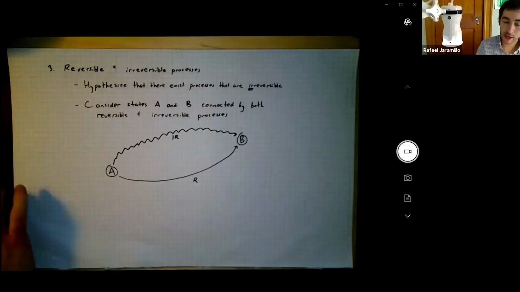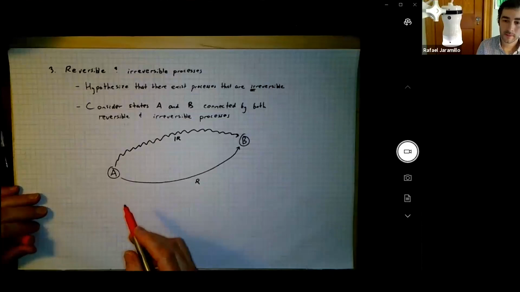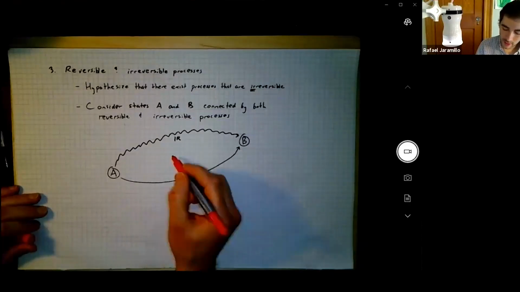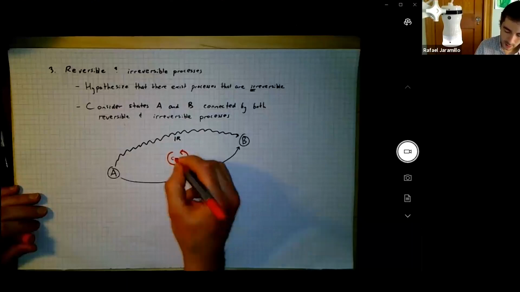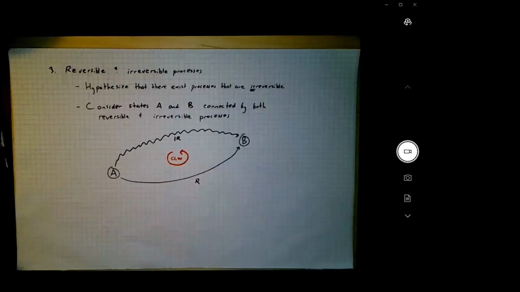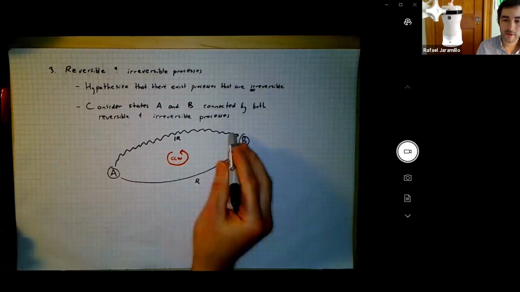I wanted to go from A to B and back again. Can I go this way? Can I go counterclockwise? No, because the one on top is not reversible. Yeah, exactly. Go backwards. I told you, you can't run this backwards. I said it was irreversible, right?